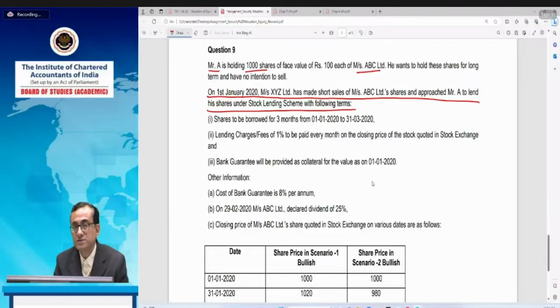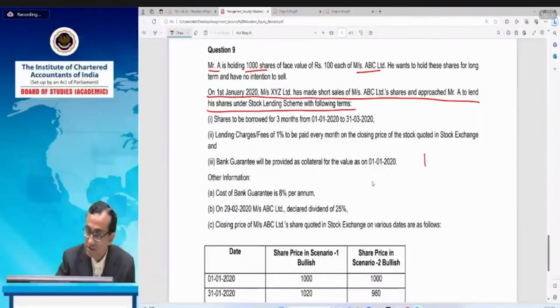That on 1st of January, XYZ wants to make short sales. There is a concept of securities lending and borrowing in which the concept of short sale is used. It means selling shares when you don't have any shares. Short sale is practiced in those situations where the seller thinks that the market price will come down. Say, for example, he sells short, short means sell, at rupees 100.